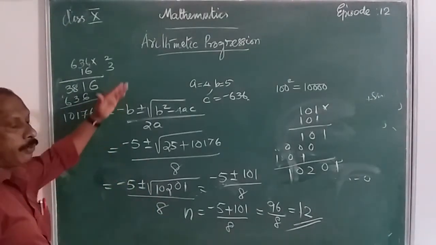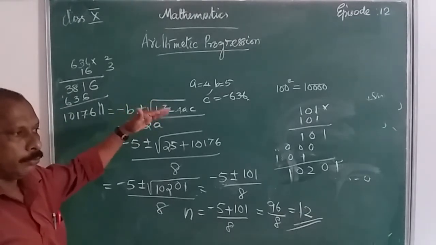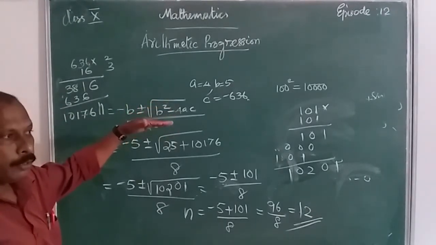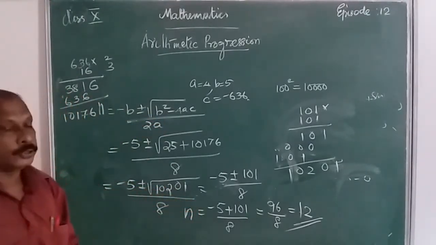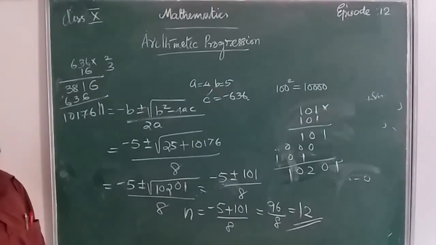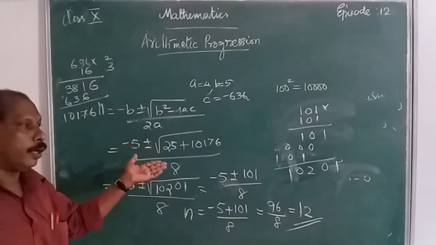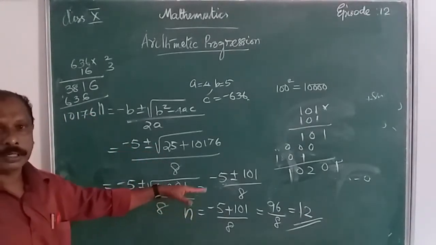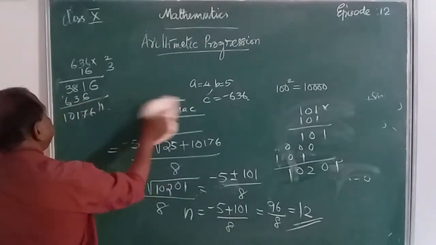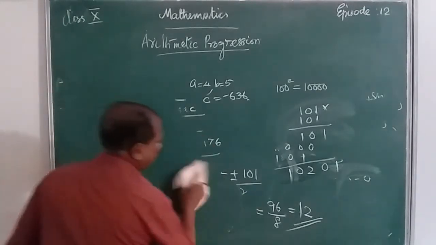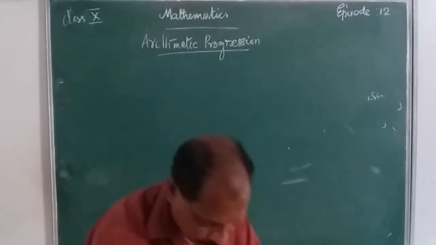Clear? First of all, we find Sn using the formula Sn is equal to n by 2 into 2a plus n minus 1 into d, from which we get a quadratic equation in n. It is 4n square plus 5n minus 636 is 0. Using the quadratic formula, we can find the value of n. There are two values, one positive and the other negative, but n is a natural number, therefore only n is equal to 12. Then next question number 5.